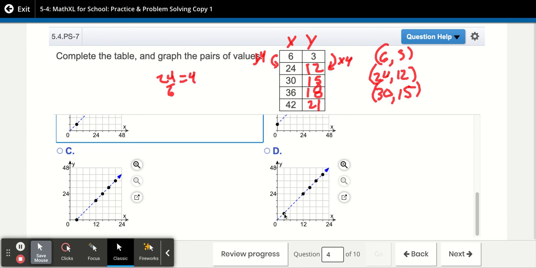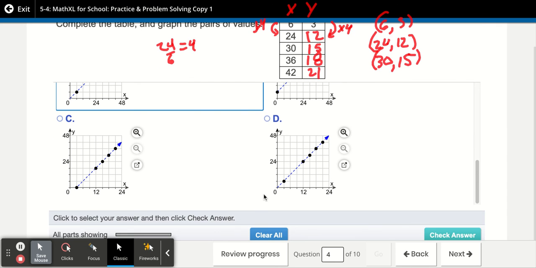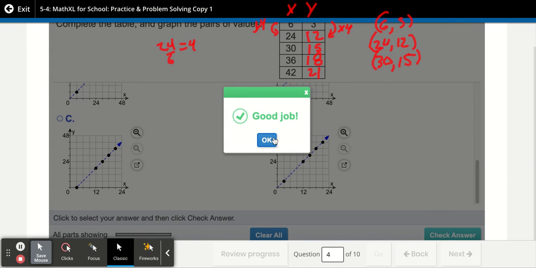And then this one, it's 3, 6. So these are reversed. This one is reversed of what our actual thing is. See, we want 6, 3 and 24, 12, not 3, 6 or 12, 24. So this one's got the x and the y's reversed. So check our answer. We got it. Great.